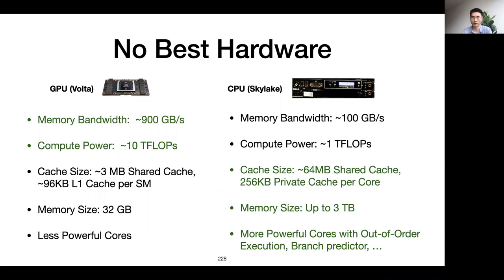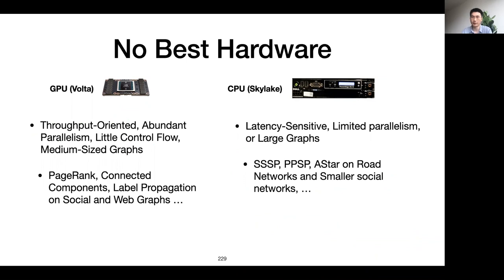Tremendous amount of compute power. But its memory size is pretty limited, and the cores are not as powerful, right? And CPUs, you've got this large cache size per core, and you can get up to 3 terabytes of DRAM these days. And you get more powerful cores with out-of-order execution that can hide a lot of the long latency of irregular memory accesses. Because of this difference in features, GPUs are good for throughput-oriented algorithms with abundant parallelism, like PageRank and connected components, running on graphs that can be stored in the limited amount of memory. And CPUs are good for latency-sensitive applications with limited parallelism, like single-source shortest path on road networks, or simply graphs that don't fit in the memory of GPUs.